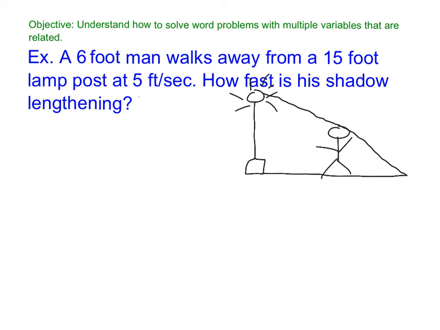He's walking 5 feet per second. 15, 6. How fast is his shadow lengthening? So they want to know from here to here. If we call this x, what's dx/dt? Notice he's walking away at 5 feet per second.